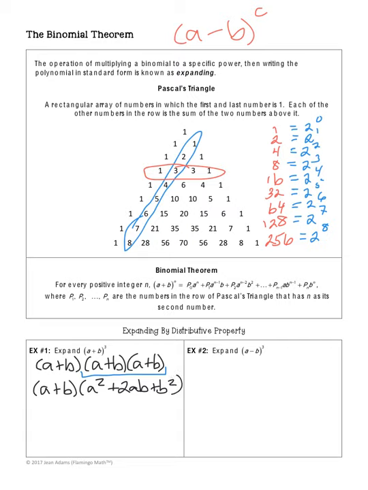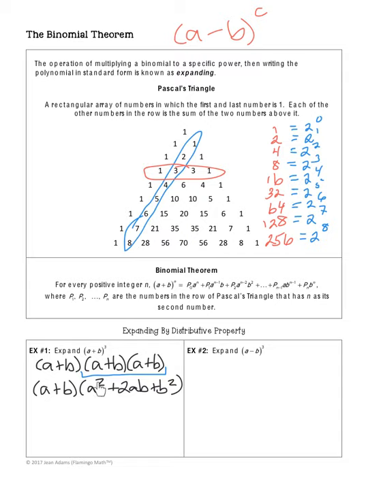How did I get that? So a times a is your a squared. A times b is ab. B times a is ab. You always want to put your variables in alphabetical order so you can see that they are like terms. So I have 2 ab's, so that's why this became 2ab. And then b times b is b squared.